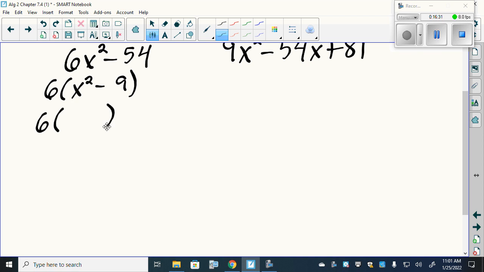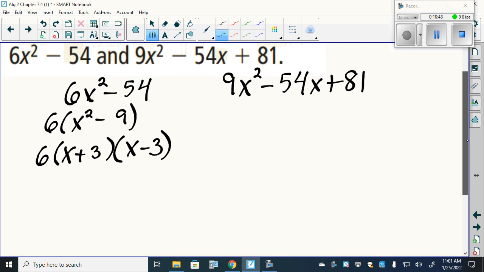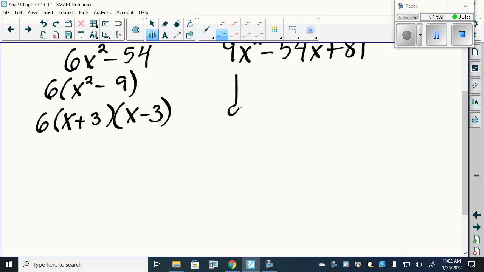Now we need to factor the x squared minus 9. And x squared minus 9 is a difference of perfect squares, which would be x plus 3 and x minus 3. So we finished factoring the first one. Now we need to factor the other one. So we need to see if there's a greatest common factor between 9x squared, 54x, and 81. And there would be, it would be 9. Which would leave us with x squared minus 6x plus 9.